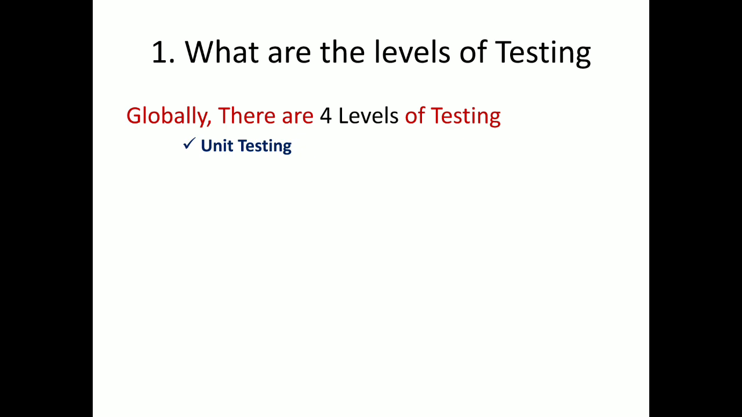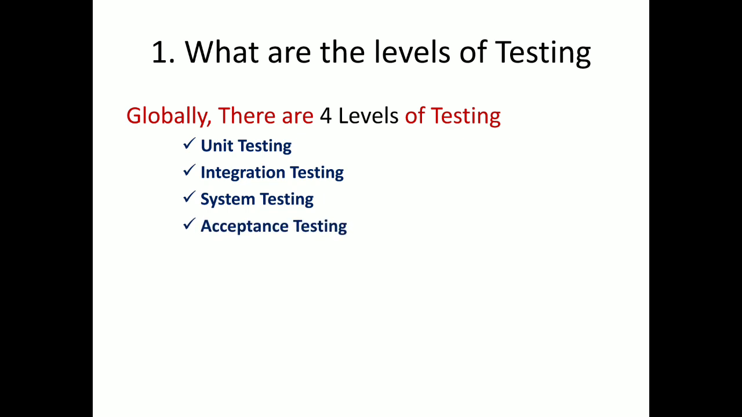Globally there are four levels of testing. The first one is unit testing, the second is integration testing, the third is system testing, and the final one is acceptance testing. In acceptance testing you again have two broad classifications: alpha testing and beta testing, which we will see in detail in the next tutorial. So these are the four levels of testing globally. You don't need to worry about company-specific or organization-specific levels; these are the four levels of testing.